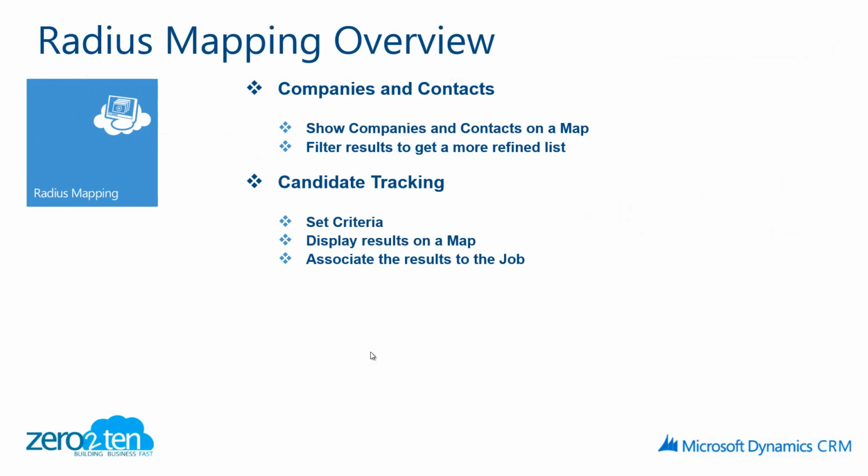We have a few scenarios that we want to go through in the demonstration today. We're going to begin on companies and contacts and do some filtering, drill downs, and show how those display on a Bing map. And then next, we're going to show a candidate tracking scenario where we're going to match some criteria for an individual that we're looking for. We're going to display those results on a map, and then we're going to take those results and actually match them up to an opportunity record. So let's go ahead and begin the overview of these three scenarios.